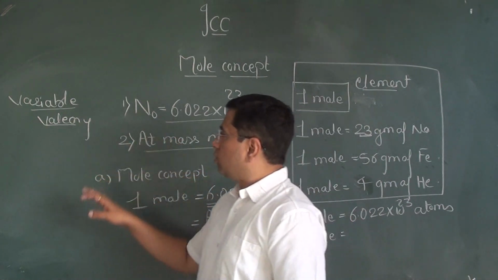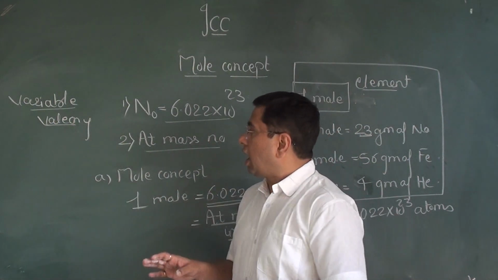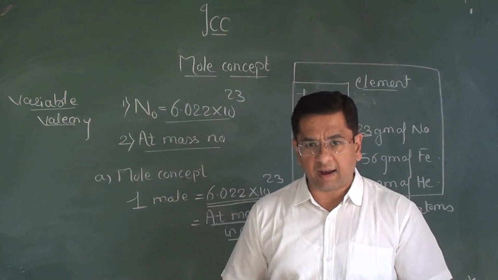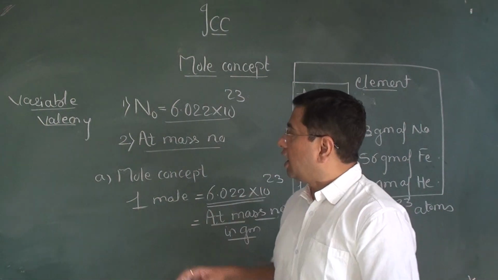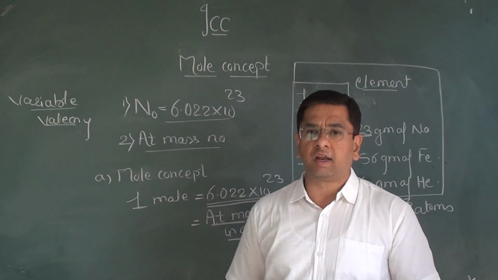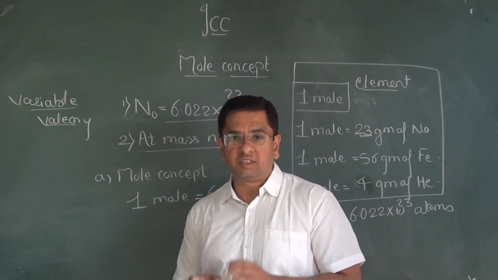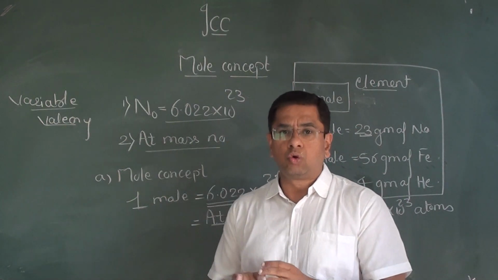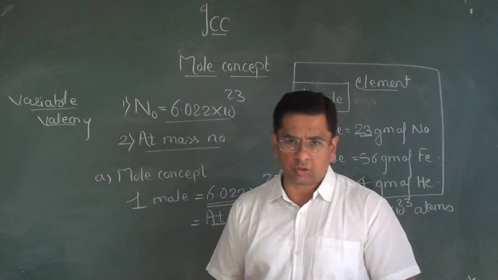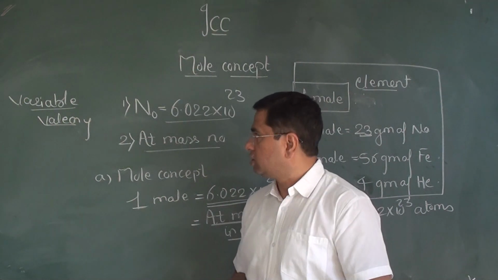So third question is what do you mean by variable valency, and are there elements in the periodic table which have variable valency? The answer is yes, of course, and we have to find out the elements in the periodic table which show different valencies. This is what the third question is. So I hope that you will find out the answers of these three questions.